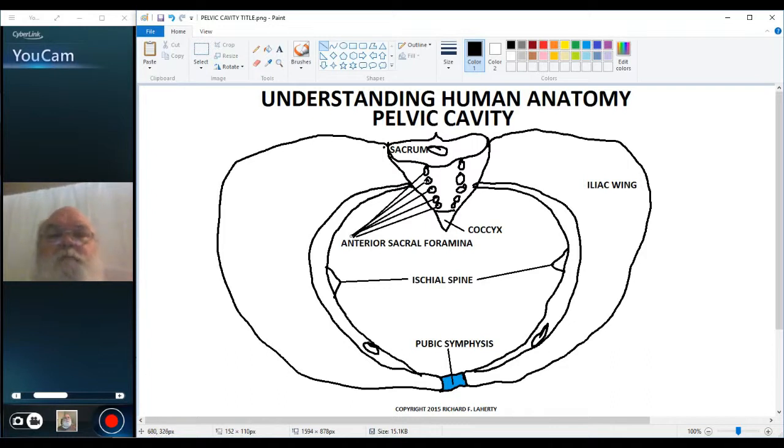Like so. So that this is the superior view of the pelvis, and we can see the interior of the pelvis, the pelvic canal. The area inferior to the rim around the pelvis is the true pelvis, and then the expanded iliac wings are considered the false pelvis.